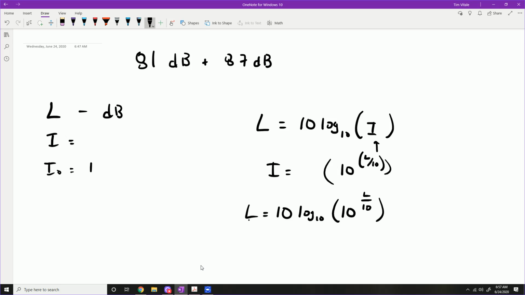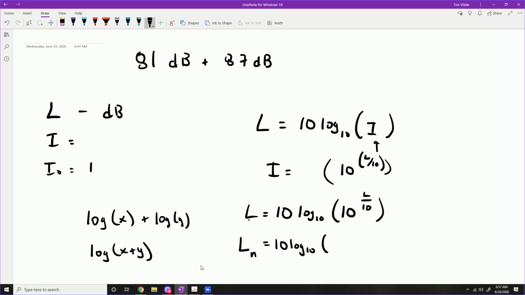So this isn't very helpful by itself, but the next thing we can do is understand that if you have log X and you have log Y, that's the same thing as saying log X plus Y. So we can actually go ahead and just say, well, our new level, we'll just call this L new, is equal to 10 log 10 times, and we'll do this for both levels. So the first level is 81 decibels, so this is an exponent, by the way, 10 to the 81 over 10, and then plus 10 to the 87 over 10.